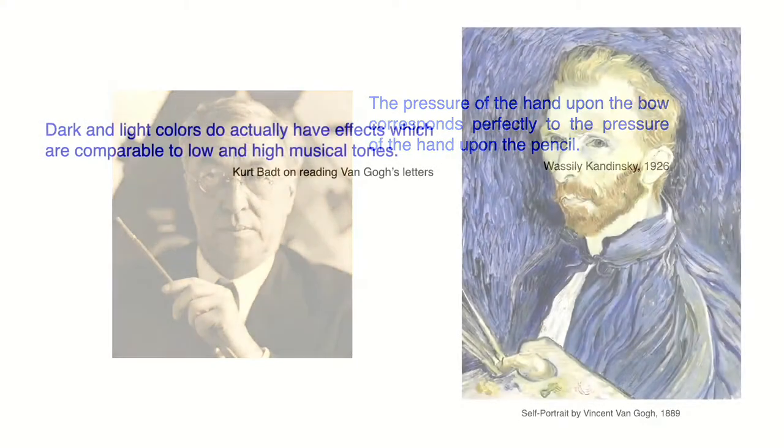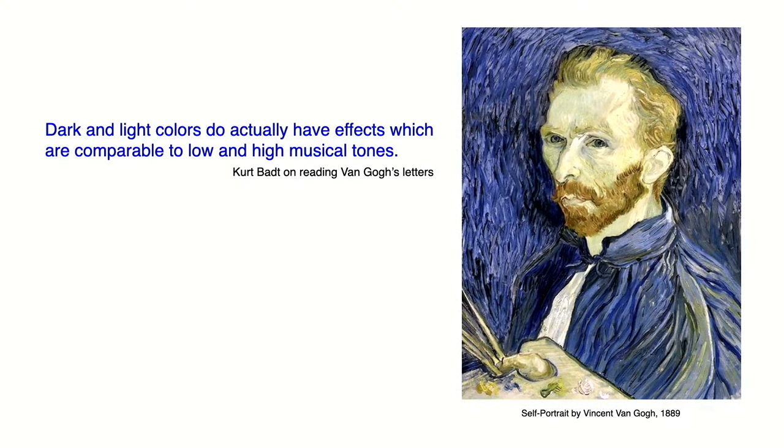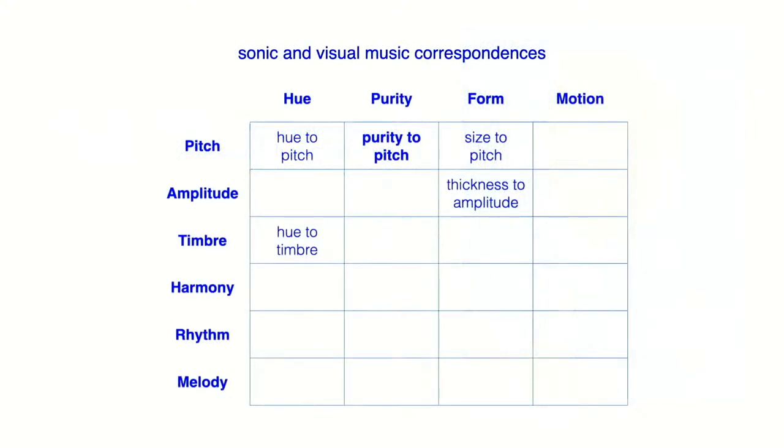Van Gogh wrote frequently about the role music played in his painting, seeing, for example, the relationship between pitch and the purity of colors. Dark and light colors do actually have effects that are comparable with low and high musical tones. In our instrument design process, we treat these observations like hypotheses. To explore them, we put musical and visual ideas together in brief animations. I think of these as like pencil tests that animators use while developing their ideas. Here is one that plays with those ideas from Kandinsky and Van Gogh.